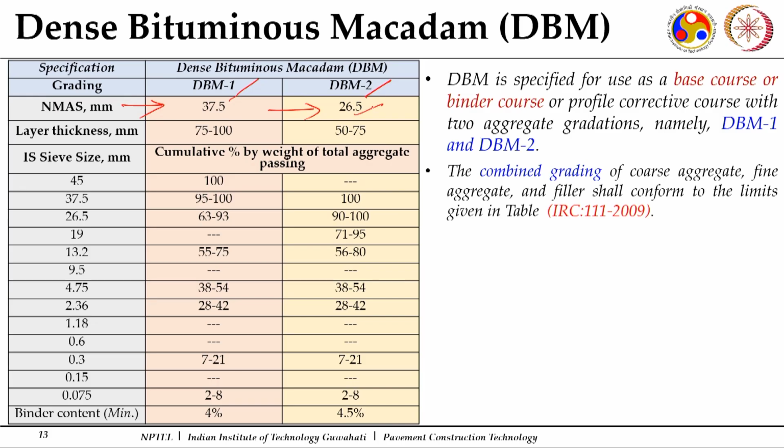Now this is a 1 inch aggregate size. If I use a 1 inch aggregate size, I can construct a layer which has to be from 50 to 75 mm. And if I am using a 1.5 inch aggregate size as an NMS, I have to have a layer thickness from 75 to 100. So depending upon NMS, the gradation ranges, how the gradation has to vary with respect to the different sieve sizes, are again given here.